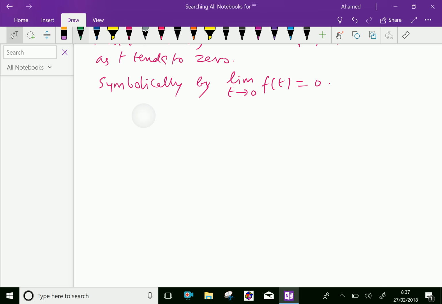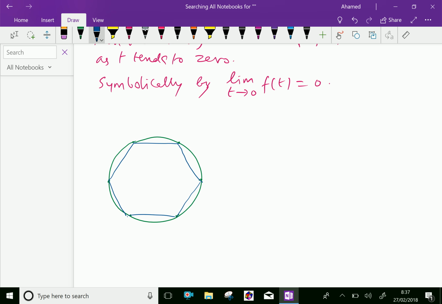Now consider one more example. A circle is given. Inside the circle, suppose we draw a regular hexagon. The points are A, B, C, D, E, F. A regular polygon, that is a hexagon, is inscribed in a circle. It may be any sided figure. Here we are representing a hexagon.